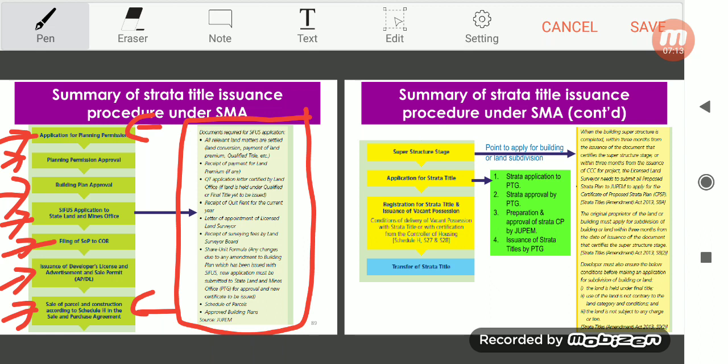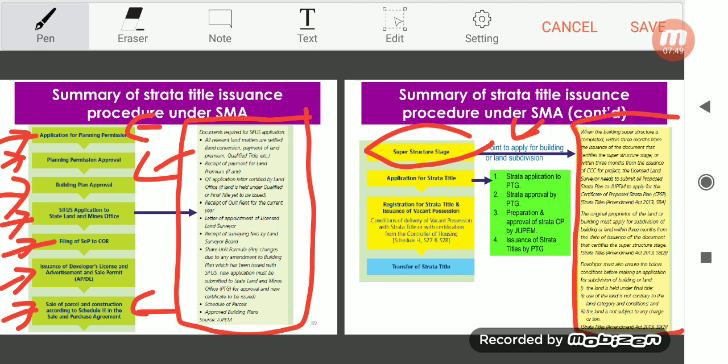Now, when can we apply for strata title if this is the process of development for a strata scheme? It's here during the strata superstructure stage, whereby the superstructure stage must be certified complete. This is the point when the application for building subdivision can be made. After the certification that the superstructure stage has been completed, within 3 months, an application for building subdivision can be submitted to the PTG. It's not clear in this box, but you can read later.